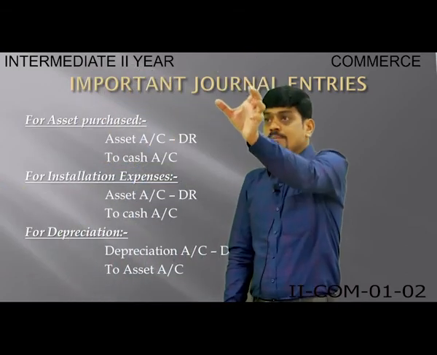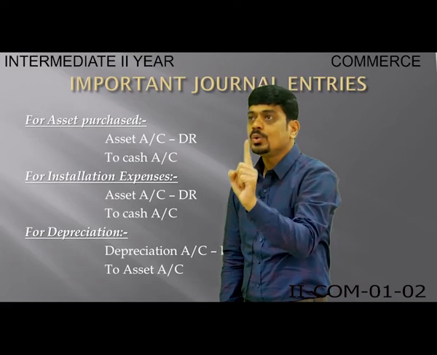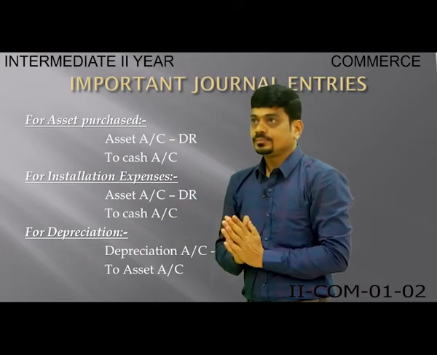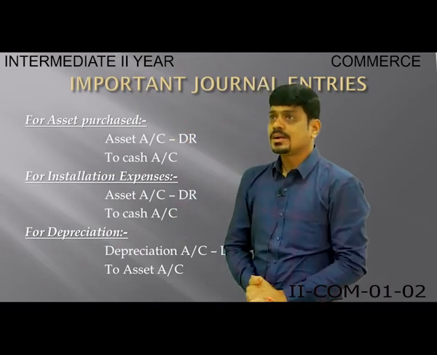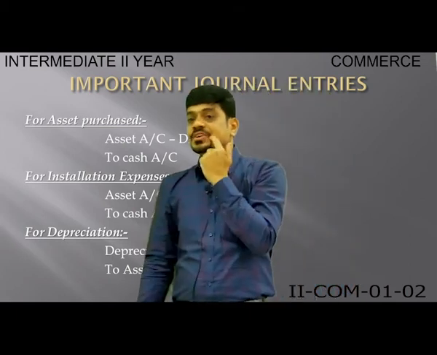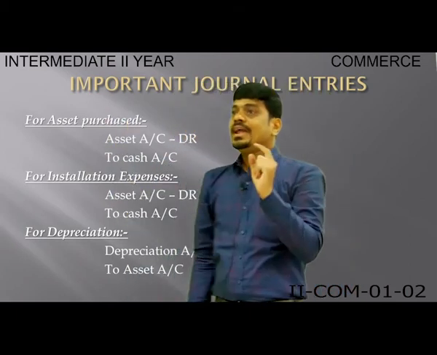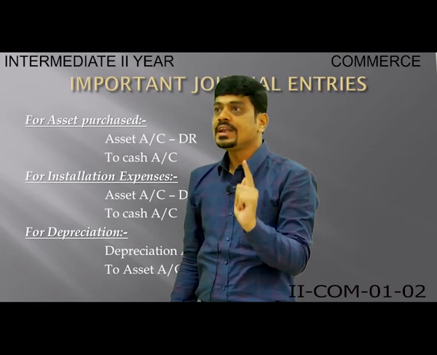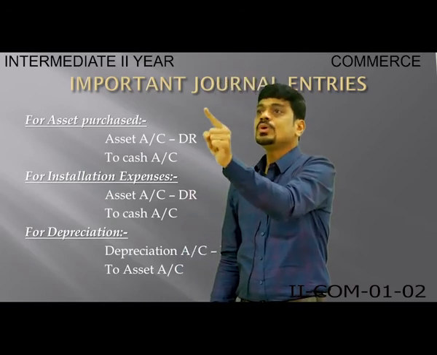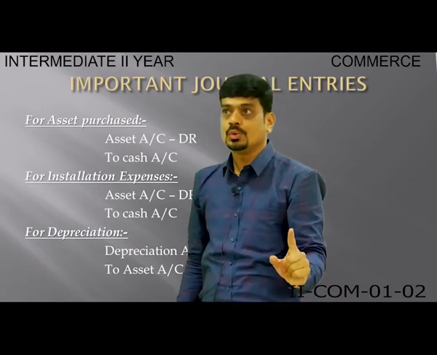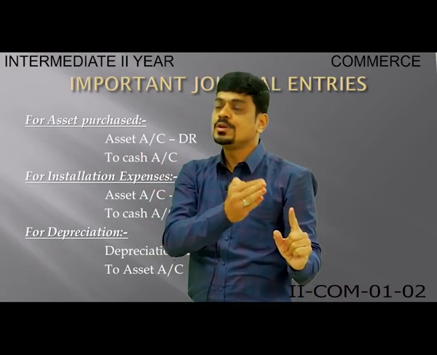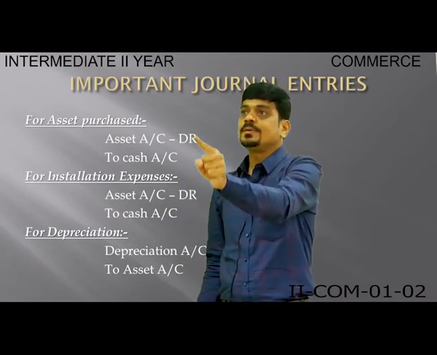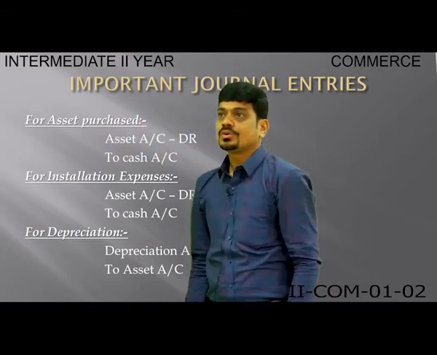So here are the three important journal entries which are going to guide you to prepare the solutions for model number 2 and 3, which are going to be the 5 marks question compulsorily. The first journal entry one is supposed to know is the entry for asset purchase. When we purchase an asset, the entry will be asset account debit to cash account. Purely we are following the real account rule. Debit what comes in. What is coming when you purchase? Asset is coming. What is going out? Cash is going out. So on that principle, asset account debit to cash account.